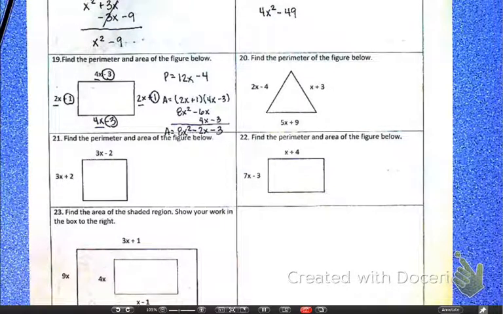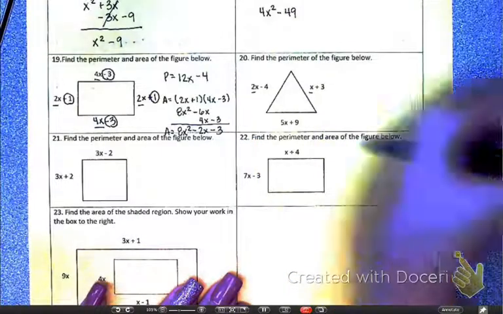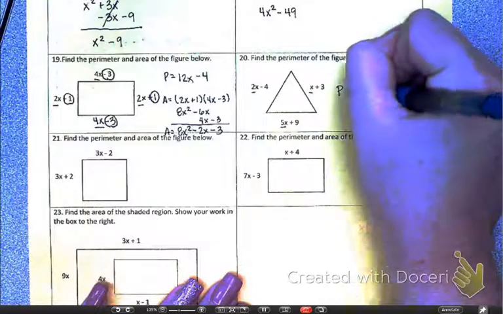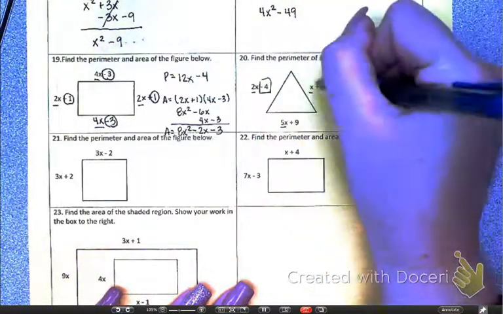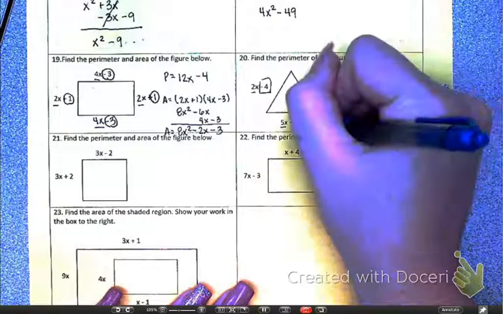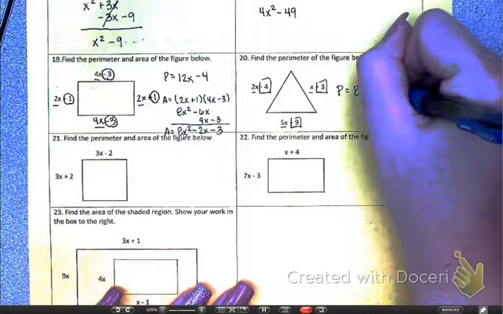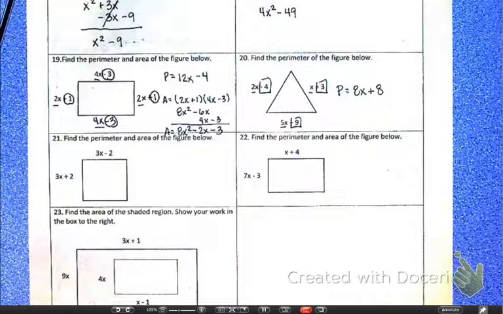Okay. Number 20, I'm just asked for the perimeter. So if I add up all those sides, 2x plus x is 3x, plus 5x is 8x. Negative 4 plus 3, negative 1, and negative 1 plus 9? 8. So your perimeter should have been 8x plus 8.